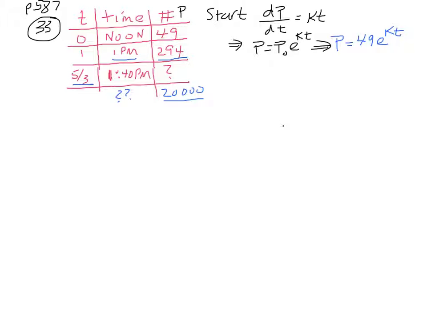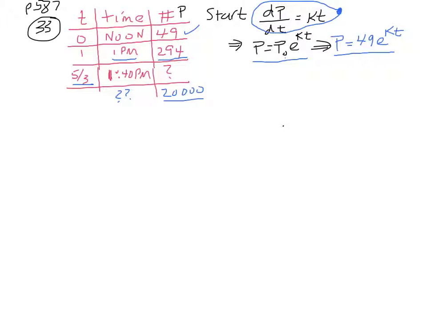Our starting point, as in all of these exponential growth problems, is this differential equation right here. And k is a constant. P is going to be our population. So at time 0, our population is 49. The solution to this differential equation is my population is going to be my initial population times e to the kt power. And I know that my initial population over here is 49, so I plug that in and I get that.